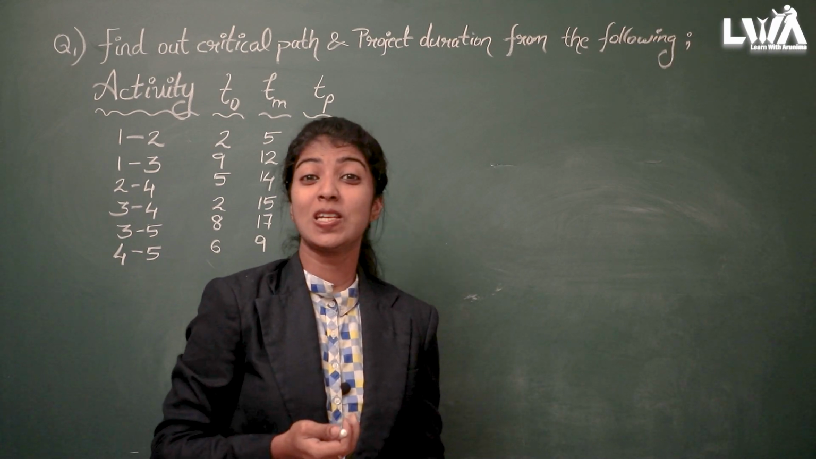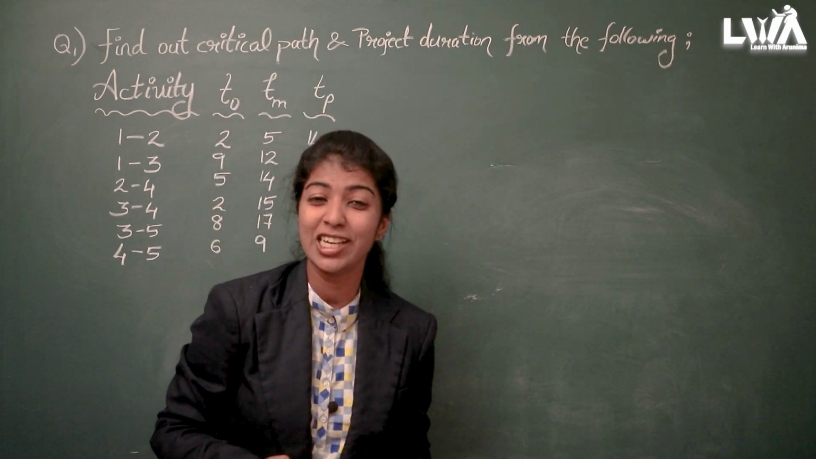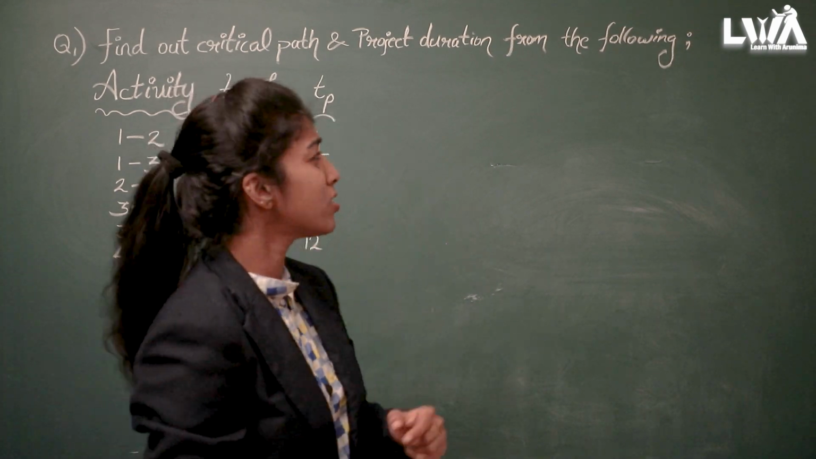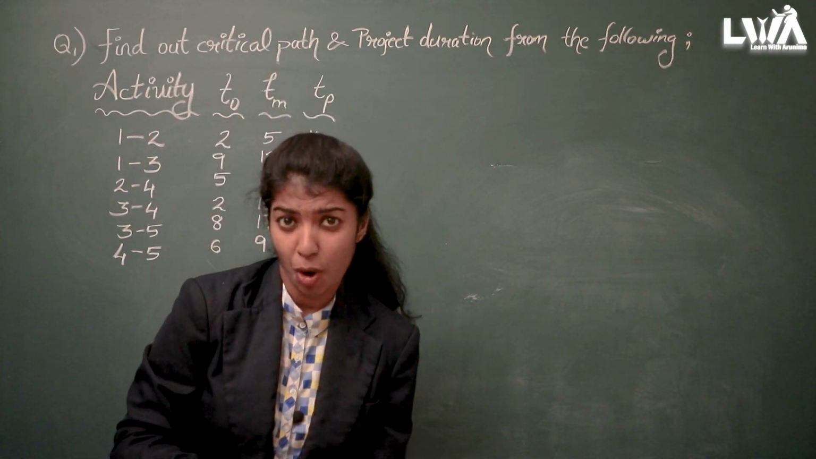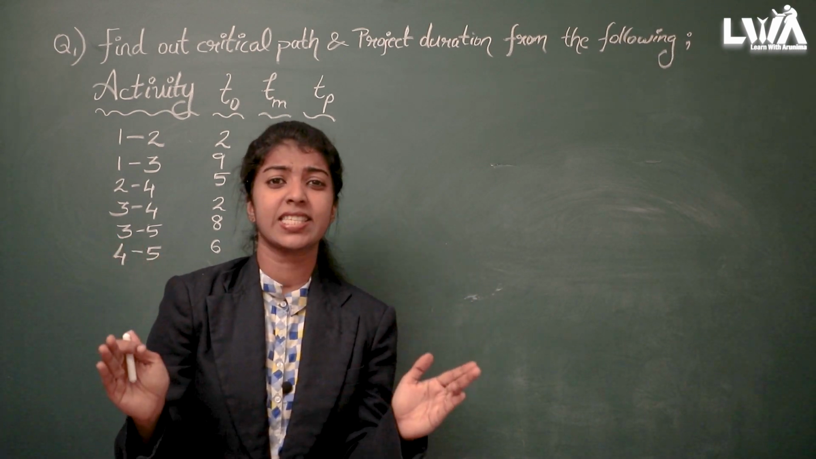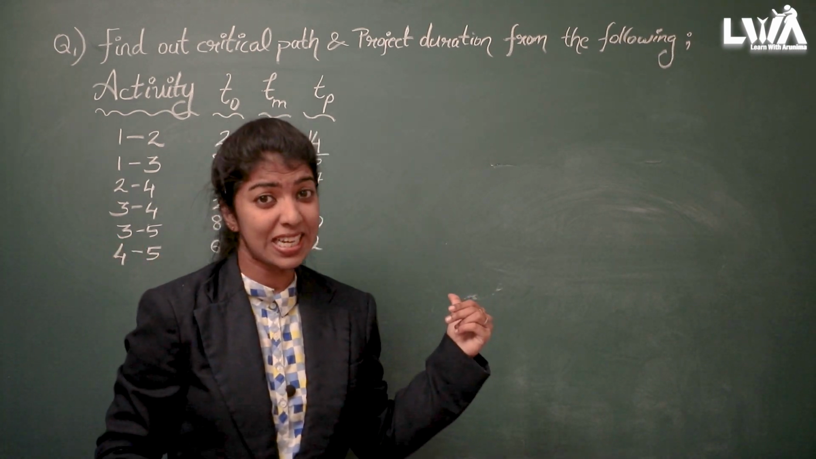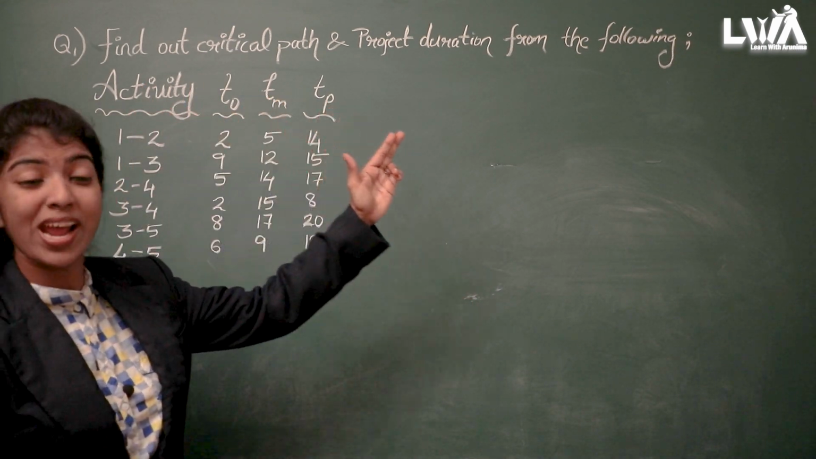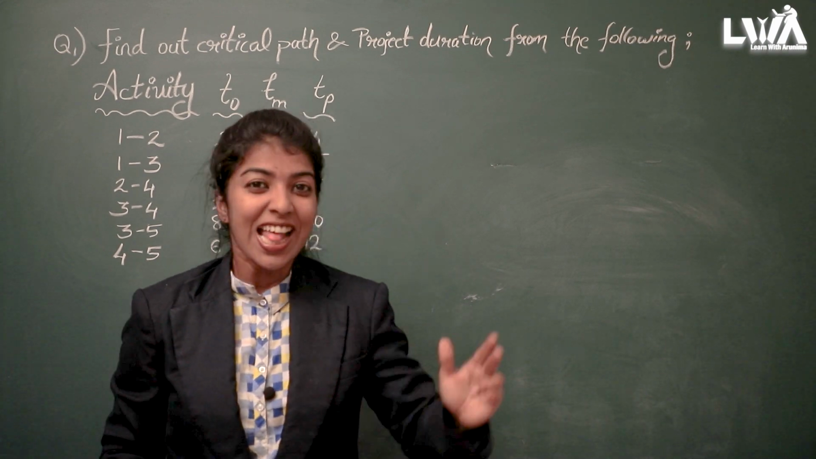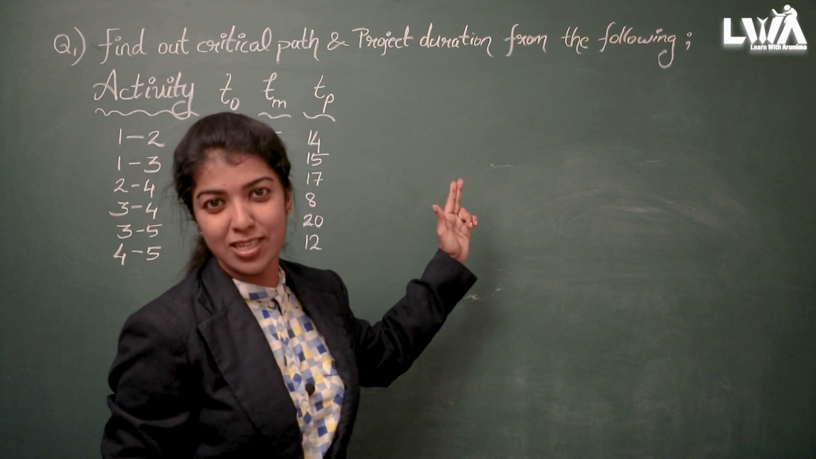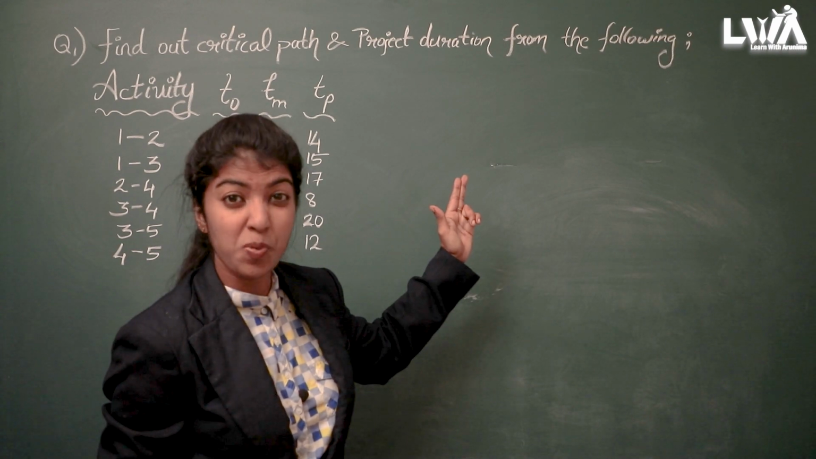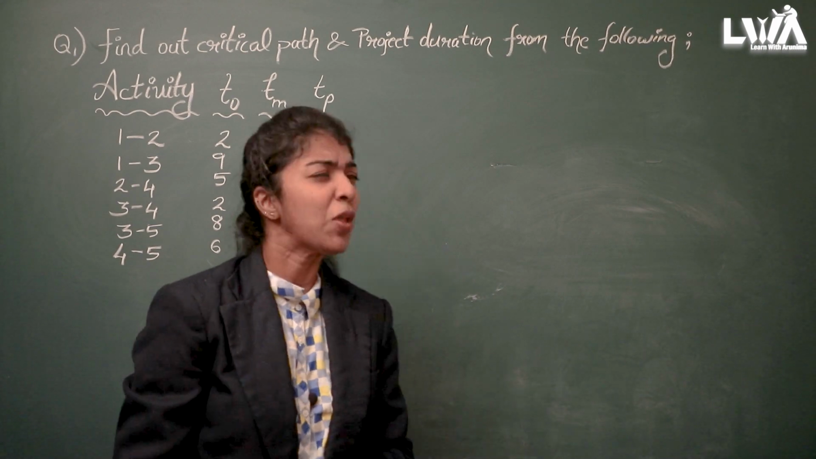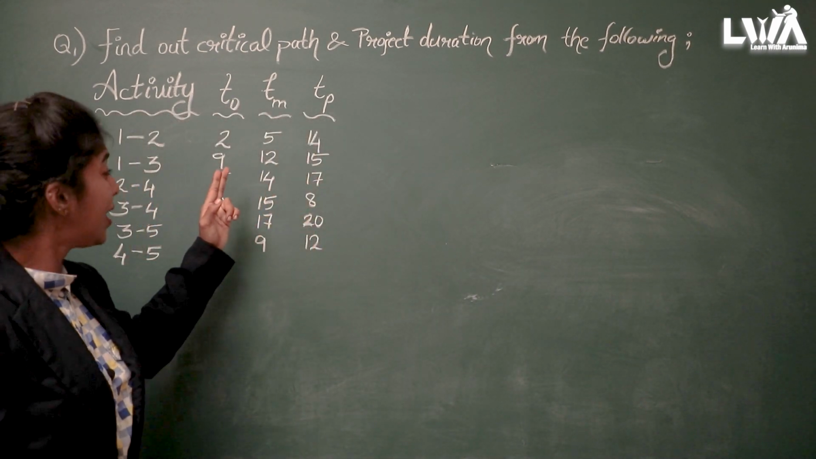Yes, we are going to learn a problem part from operations research, and I selected this topic because it is very important. In most of the OR exams, this question is repeatedly asked: find out the critical path and project duration from the following. This problem part comes under the critical path method and PERT, that is, Project Evaluation and Review Technique. Let's move directly to the problem.